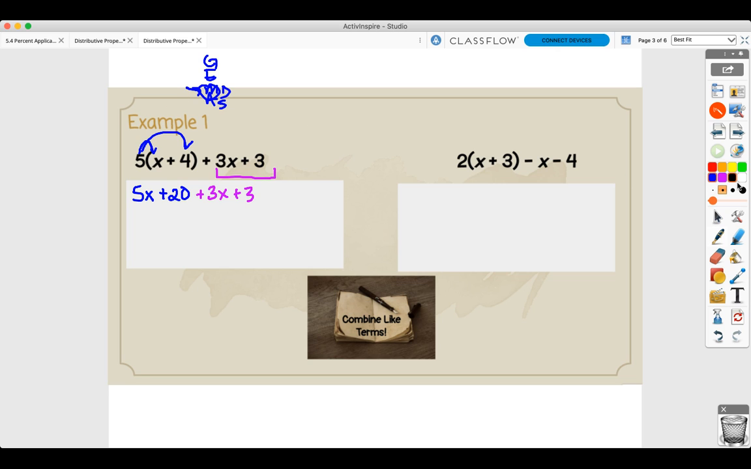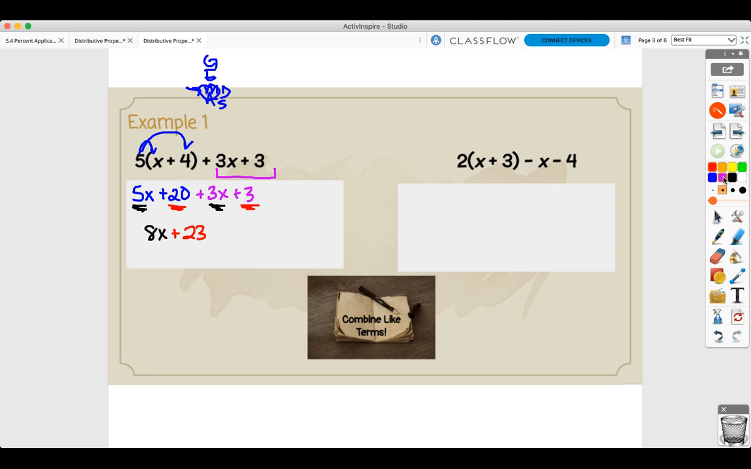So what are your like terms here? You have the two x terms, which are here. That'll end up giving 5x plus 3x is 8x. And then you have your two constants, your positive 20 and your positive 3, which will give you 23. So your final answer is 8x plus 23.